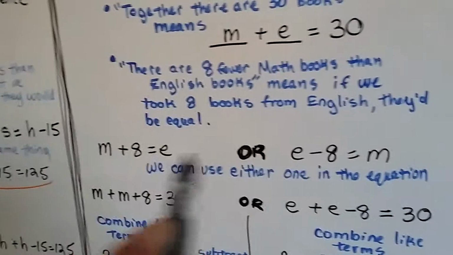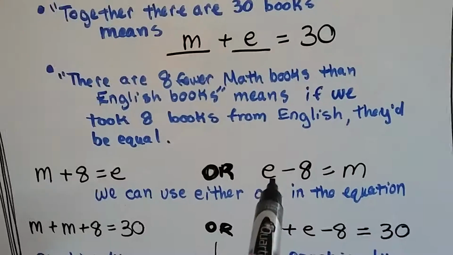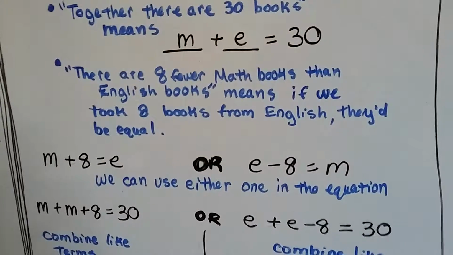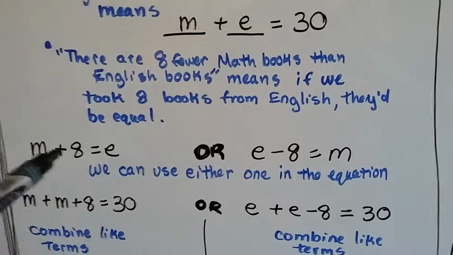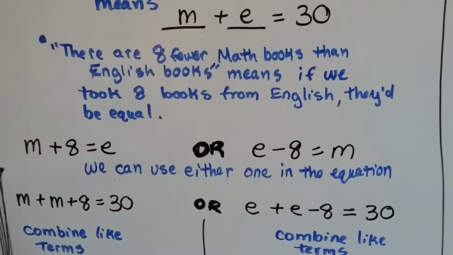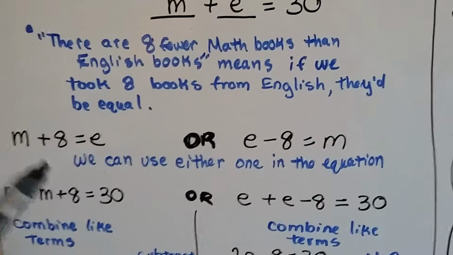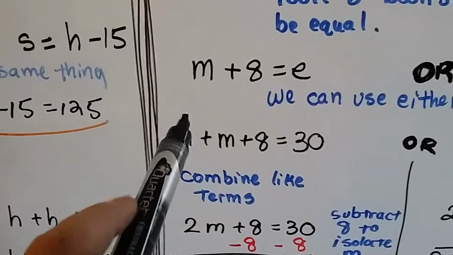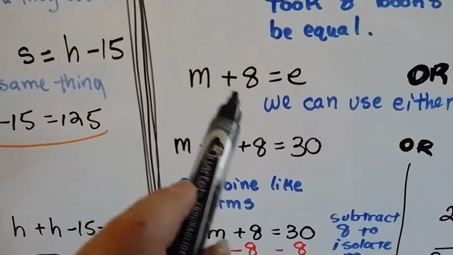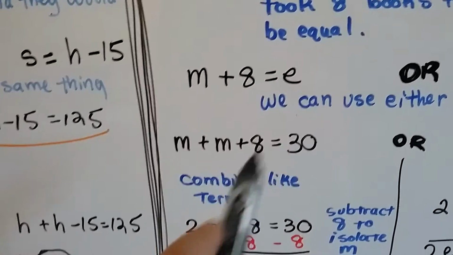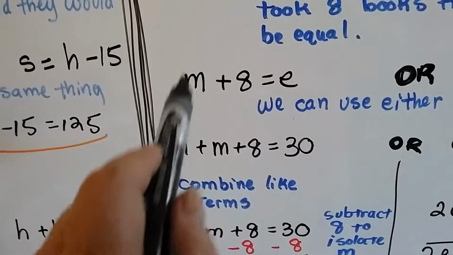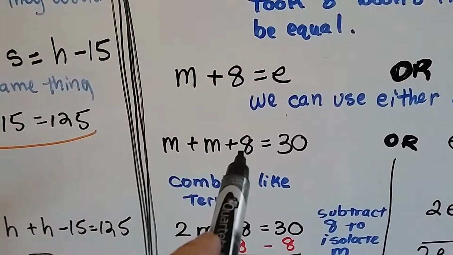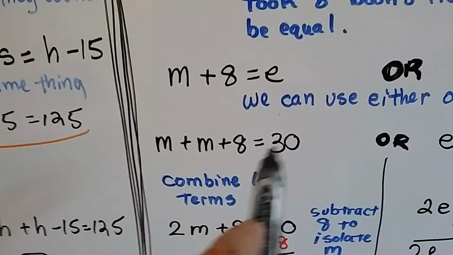Or, just like we did over here, we're going to do both. We could do English minus the 8 books would be the same as the math books. We have a choice. Do you want to take the red pill or the green pill? See? It doesn't matter. And we can use either one in the equation and come out with the correct answer. All right? So let's look at this one. We've got math plus 8 equals the E. So that's going to represent E, all right? So we've got M plus the M plus 8 to represent the E equals 30.